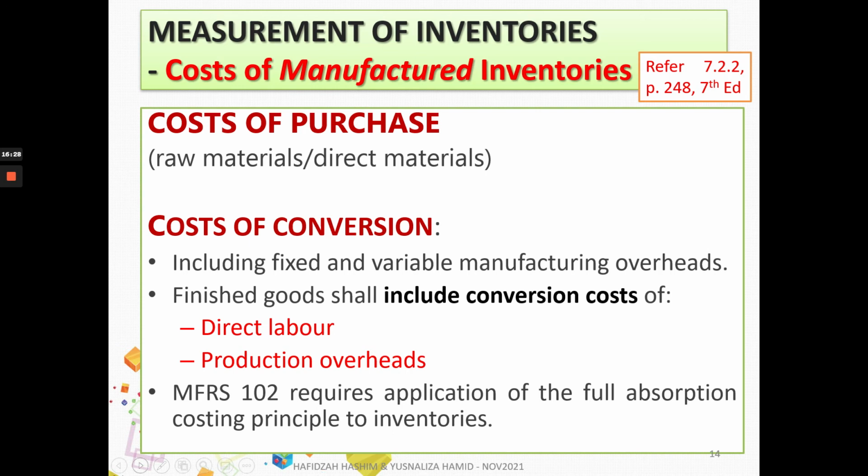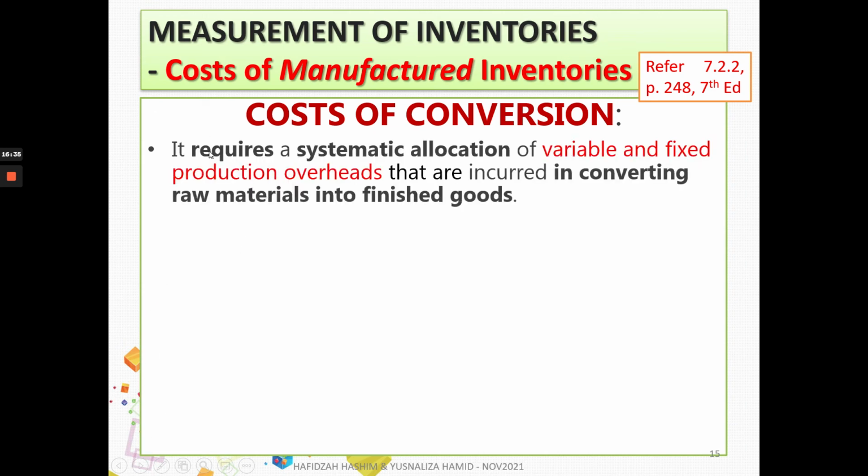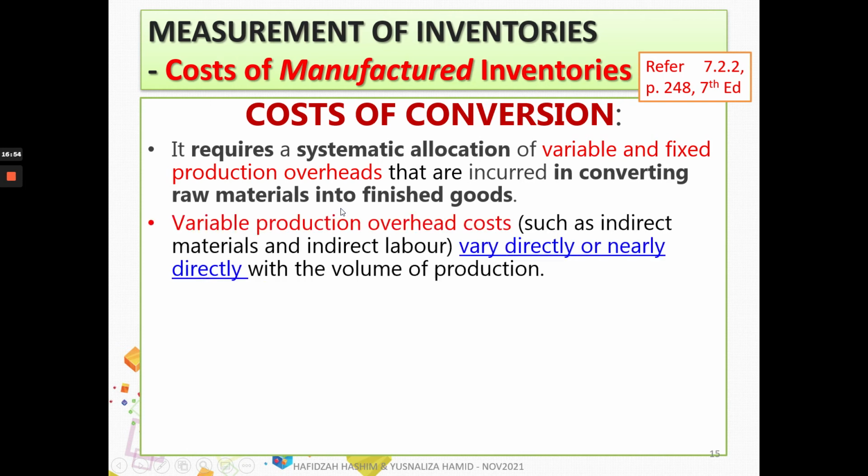So let's look at the next part of the cost of conversion as laid down by MFRS 102 Inventories. MFRS 102 requires a systematic allocation of variable and fixed production overhead. The variable and fixed production overhead are incurred in converting those raw materials or direct materials into finished goods.